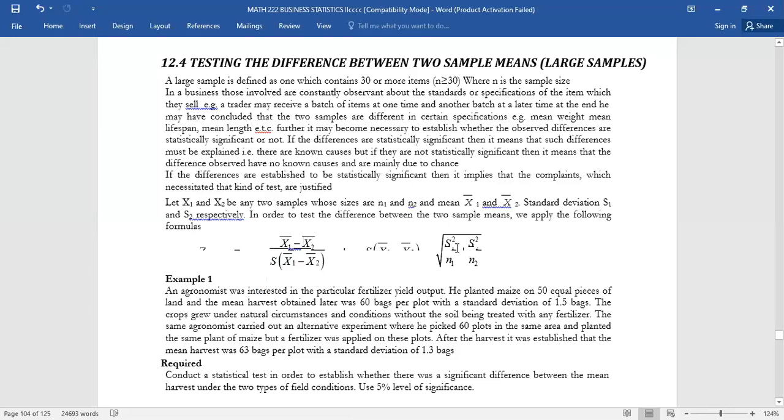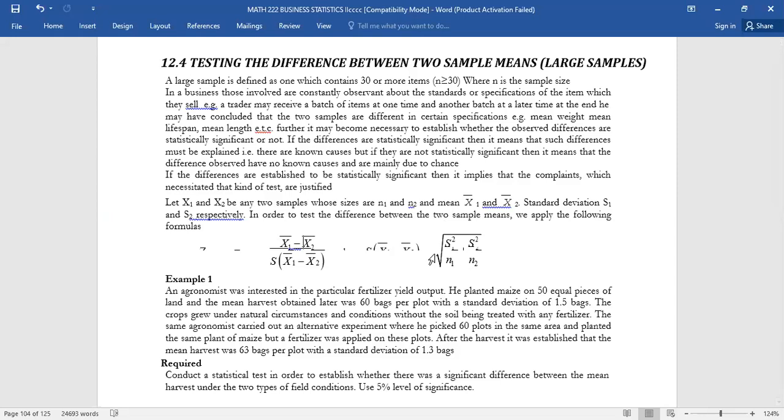1.5 over square root of 50, plus 1.3 over square root of 60. Or you put 1.5 squared over 50 plus 1.3 squared over 60, and then you put all over square root. Either way, I just remove my square root outside. I'm waiting for the answer.